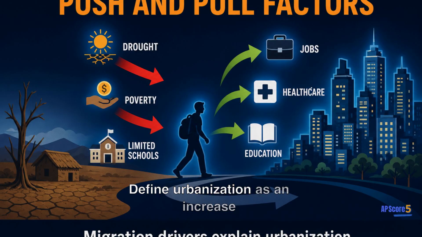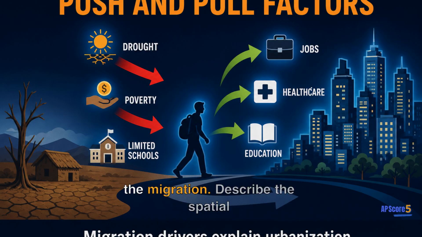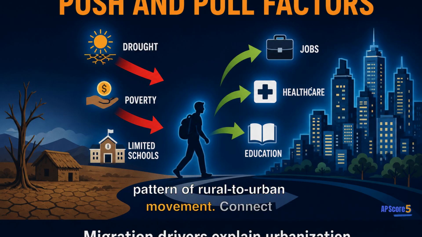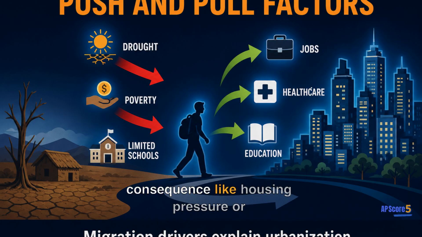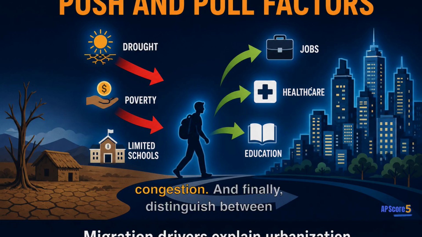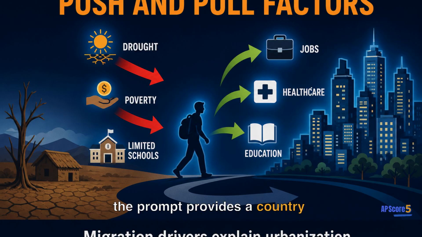On any urbanization free response, the move that locks in full credit follows 5 steps in order. Define urbanization as an increase in the share of a population living in cities. Identify a push or a pull factor that is driving the migration. Describe the spatial pattern of rural to urban movement. Connect that pattern to one specific consequence, like housing pressure or congestion. And finally, distinguish between developed and developing context if the prompt provides a country clue. Hit those 5, and you walk out with the full rubric.